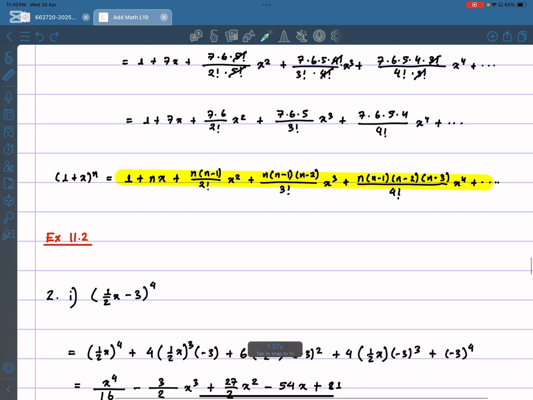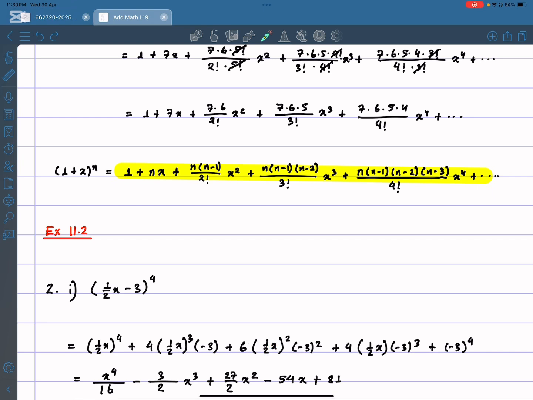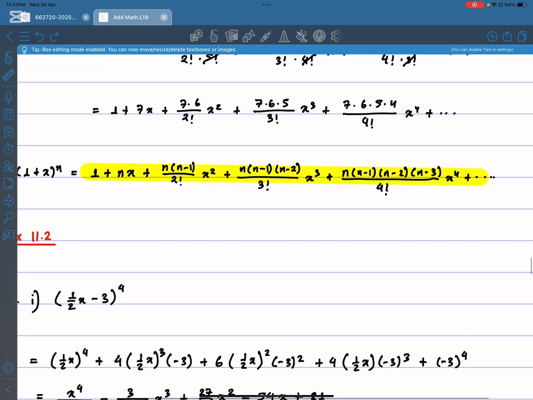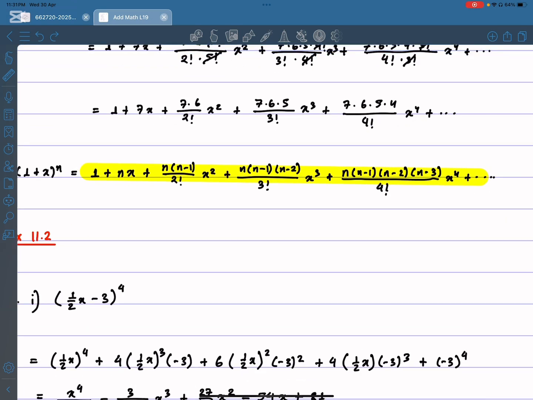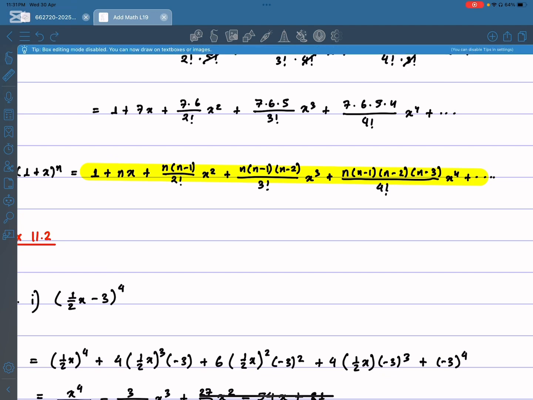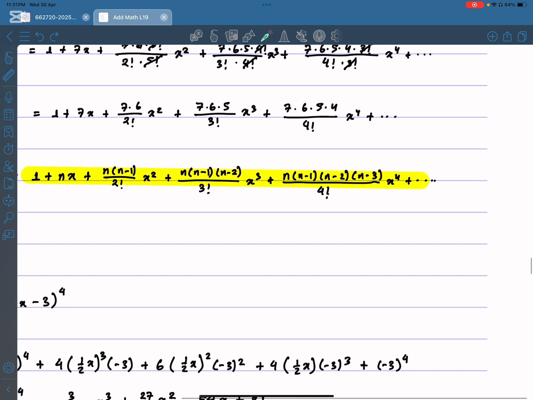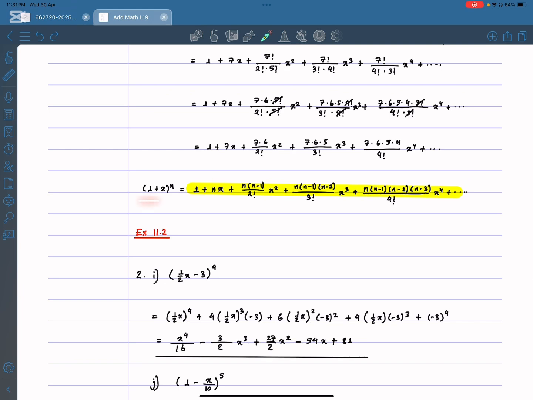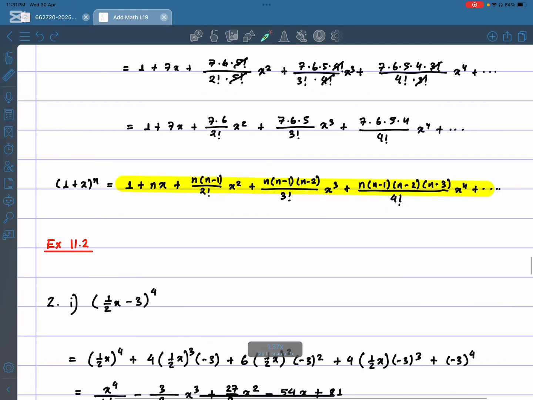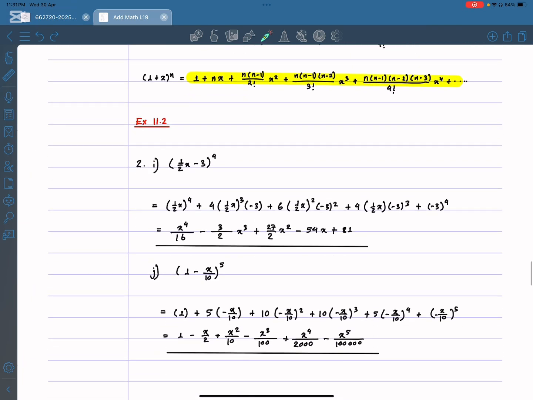All right. So what does this mean? This means that for every n into (n minus 1) term, we have to divide it by 2 factorial. So for n into (n minus 1) into (n minus 2), we divide it by 3 factorial. And for n into (n minus 1) into (n minus 2) into (n minus 3), we have to divide it by 4 factorial. So this is another generalized formula. We got it from this expression here. Now we will take a look at some exercises.